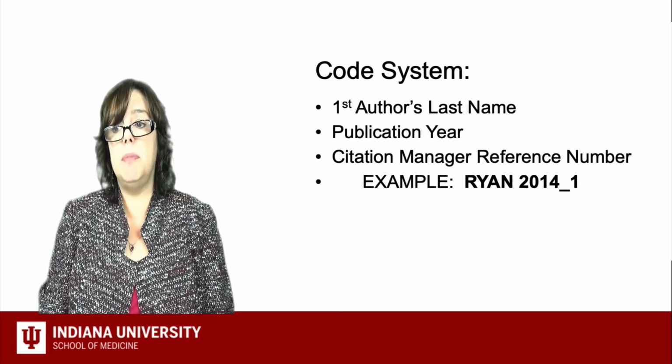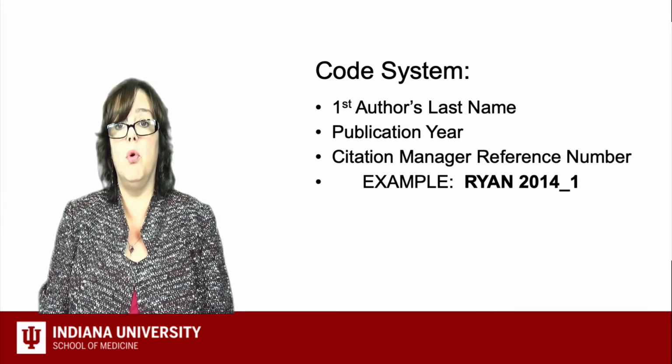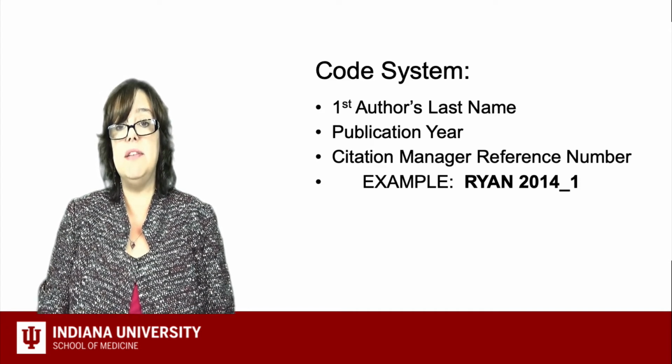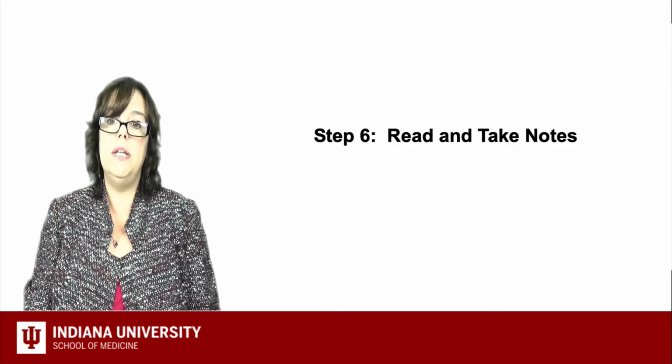The year that it was published is important because there might be an author that's published on the same topic in more than one year. So you'd want to differentiate by year or possibly by the number itself, so you can go in specifically and pull that number. So read and take notes.